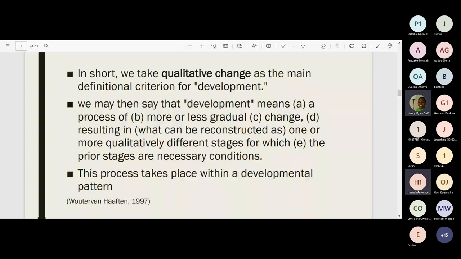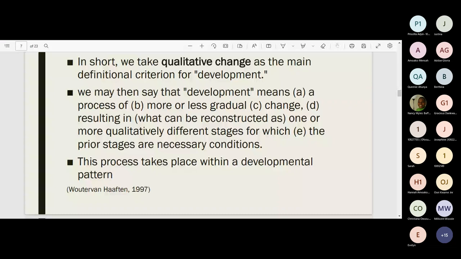We may then say that development means a process of... A process that now you are being told to take note of, the various key components that come into play when you are engaging the concept of development properly understood, according to this person. Because 'properly understood' is a value term, someone will ask, what is this properly understood? That's why you always have to tie it to someone.